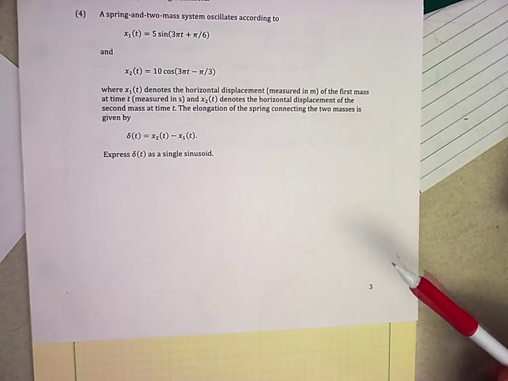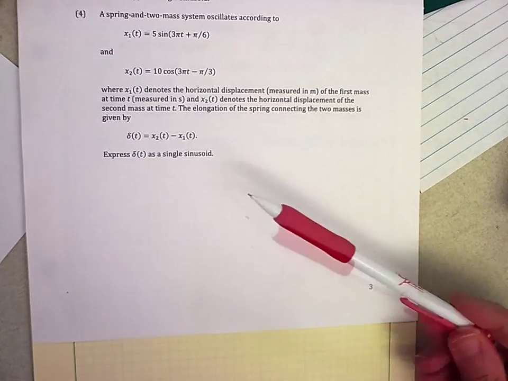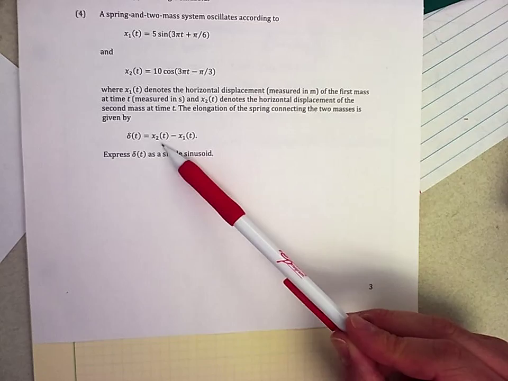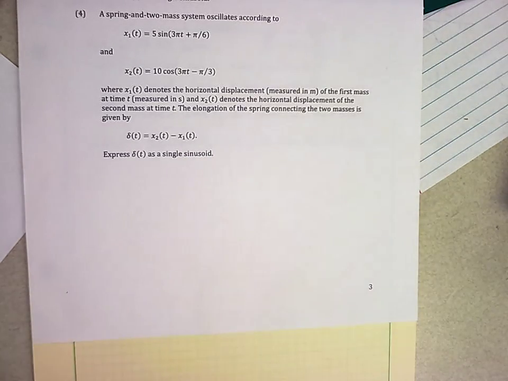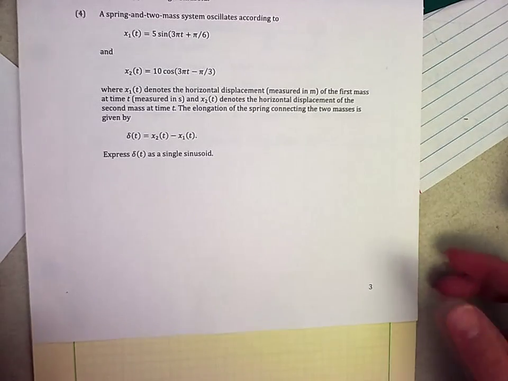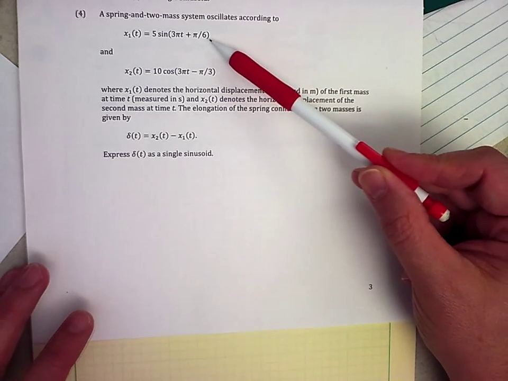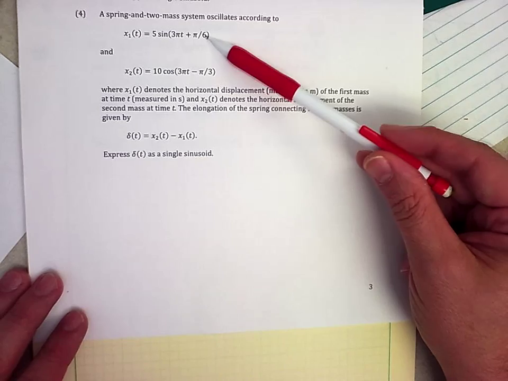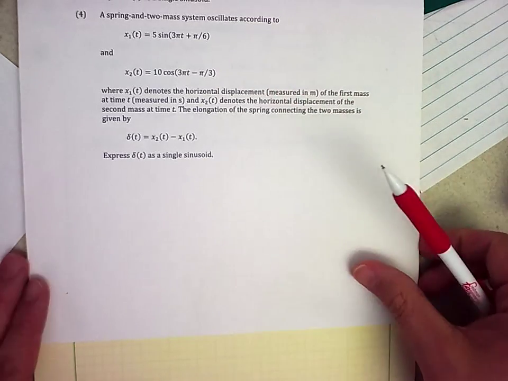and then it wants to know the elongation of the spring connecting the two masses, given by sigma of t, which is just x2 minus x1. And it wants us to combine that as a single sinusoid. So similar to the circus problem we did before, we had to combine them. The only difference is this time that we actually have a phase shift or a phase angle associated with each of the different parts. And so that complicates our solution quite a bit.